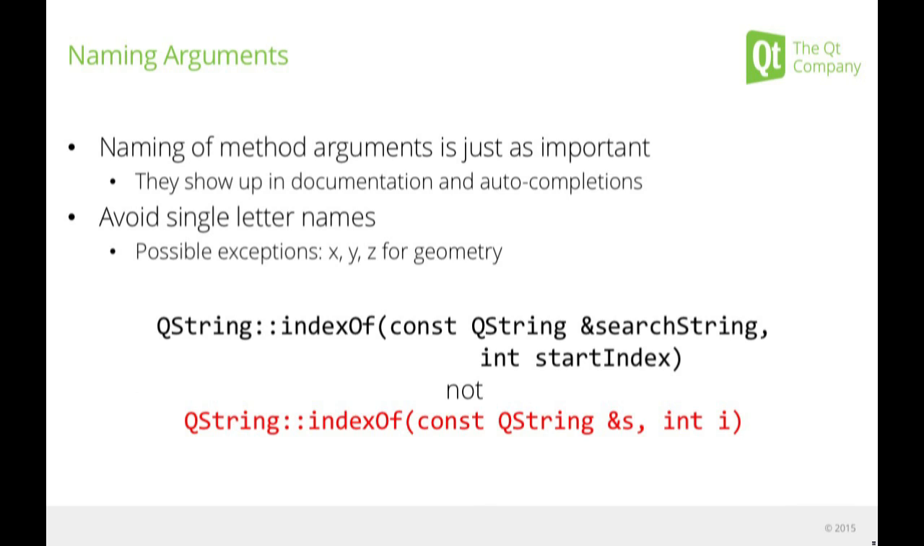The naming of the method arguments, I believe, is just as important as the method itself. They should match each other, but they also show up in your documentation, in your IDE, and in the auto-completions. I would avoid single letter names, except maybe X, Y, Z for geometry. Think about this example with indexOf: if I name the arguments a search string and a start index, and not S and I, it's much clearer what they do. If the completion comes up in my IDE, I immediately know what I need to do. If it's S and I, it might be a bit more tricky to figure out. So good names for the arguments are important.